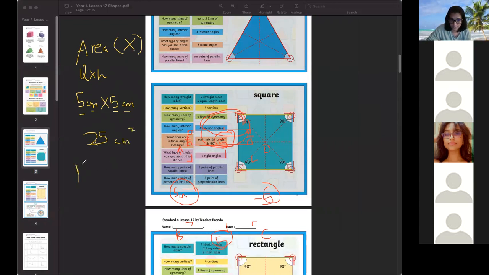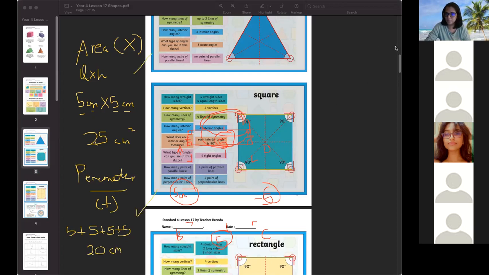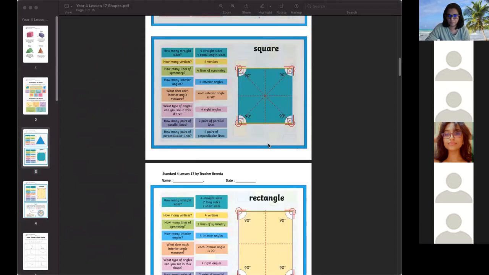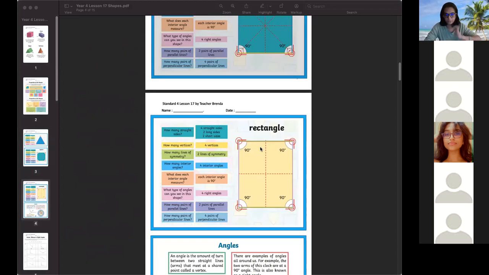On the other hand, if they ask you to find the perimeter, you'll have to do an addition. So 5 centimeter plus 5 centimeter plus 5 centimeter plus 5 centimeter, and you will get 20 centimeters. This is your basics of area and perimeter. Not much. We are going to go on to solving questions already. Then you can read the properties of rectangle.